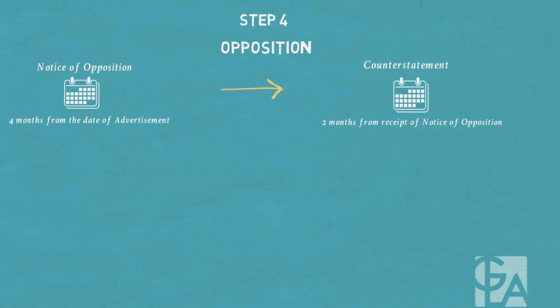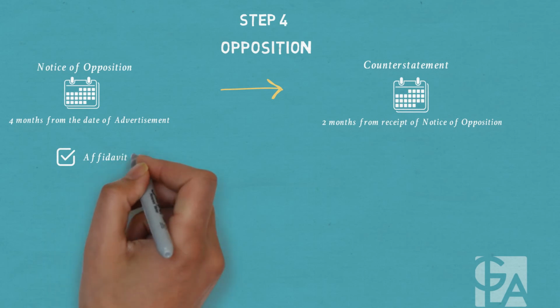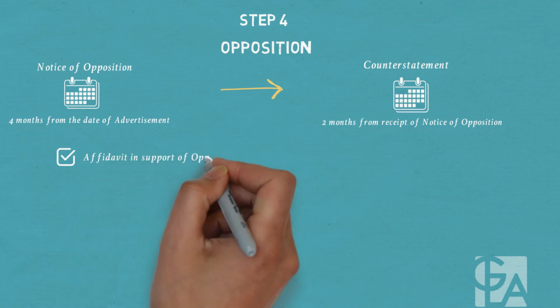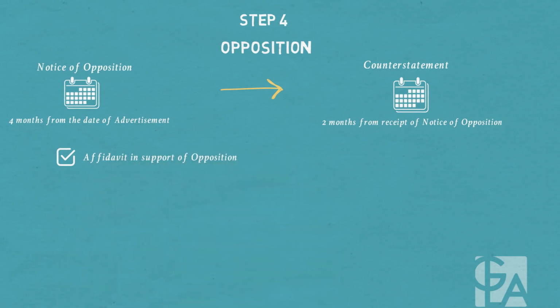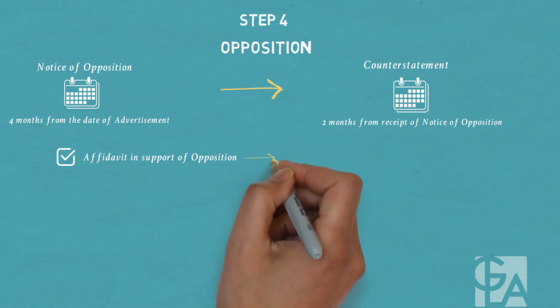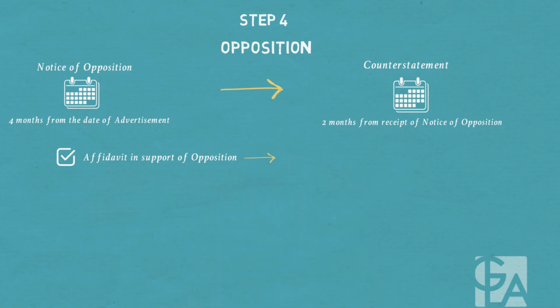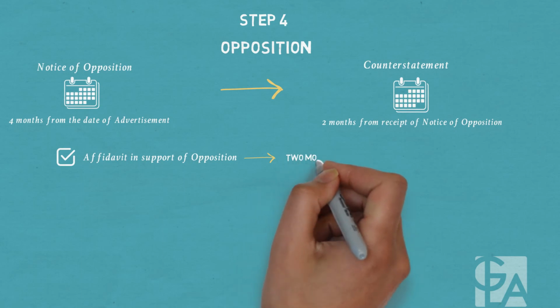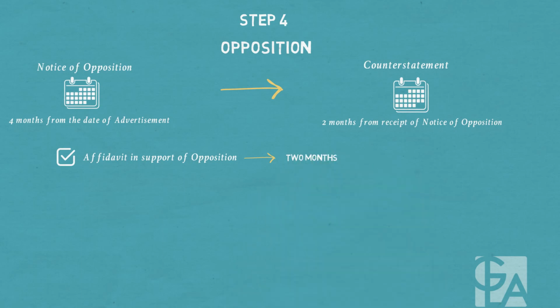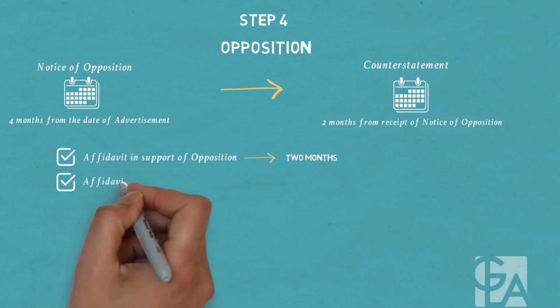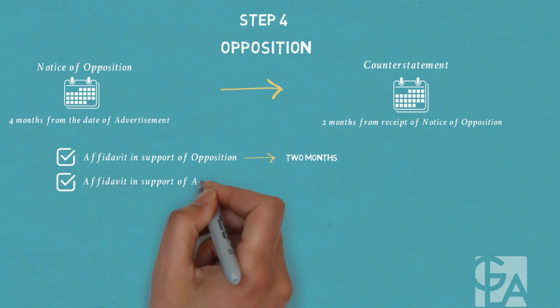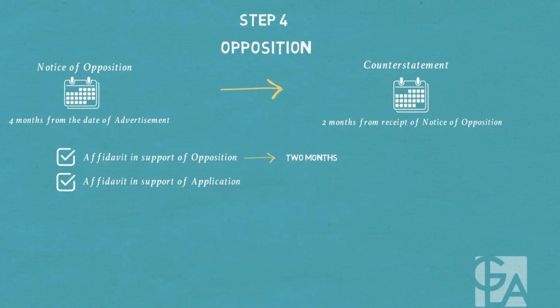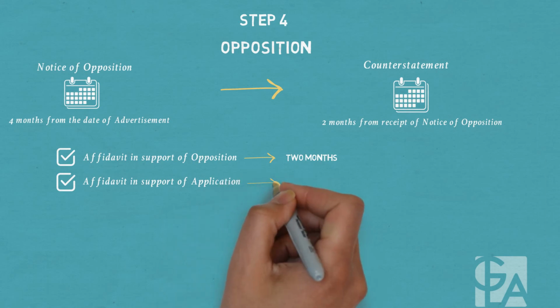Within 2 months of receiving the counter statement, the opponent may provide evidence in support of his opposition in the form of an affidavit to strengthen his case. The opponent can choose to waive filing such an affidavit, but he has to inform the registry of such waiver. Similarly, within 2 months of receiving the evidence or intimation of waiver by the opponent, the applicant should adduce evidence in support of his application.